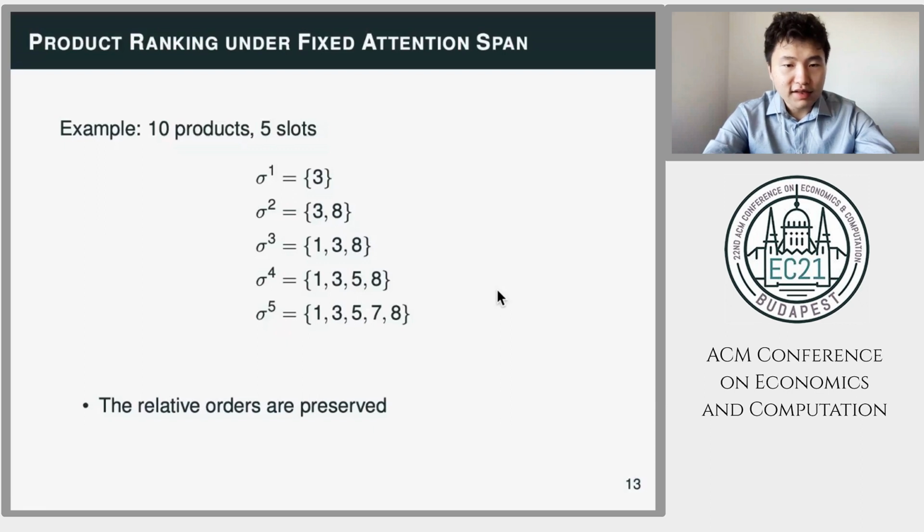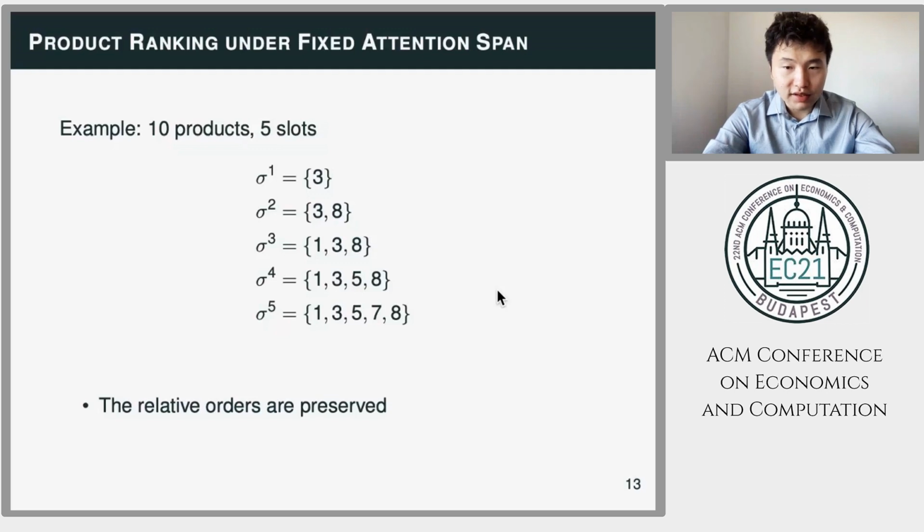Then, the nested structure looks a little bit abstract to understand. Let me provide an example for illustration. Suppose a retailer wants to display 10 products over 5 slots. The optimal rankings are as follows: sigma 1 equals 3, sigma 2 equals 3, 8, and so on.